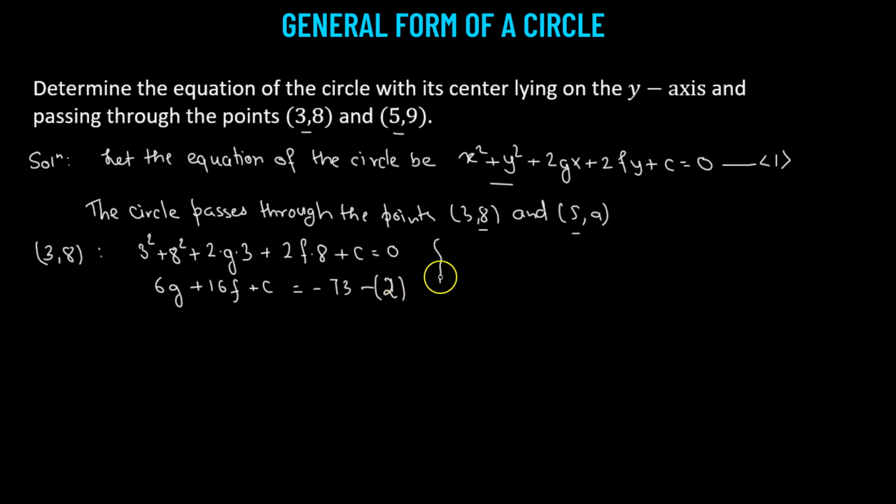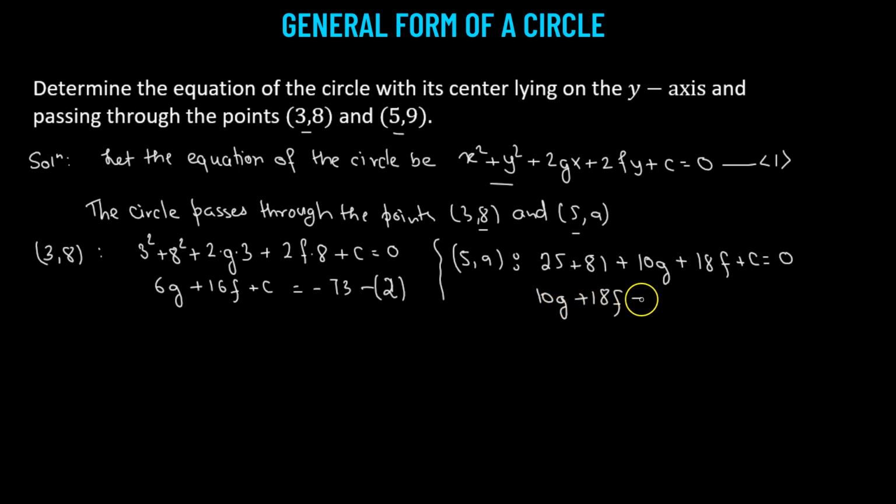So let this be equation number 2. And then if we consider the point (5, 9) and substitute into our general equation, we get 5 squared, that's 25, 9 squared is 81, plus 2 times gx will be 10g plus 18f plus c equals 0. So we get 10g plus 18f plus c equals negative 106. So this is going to be equation number 3.